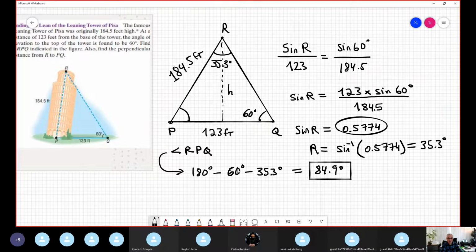Okay, and what about the distance? Well, for the distance, I propose you use this triangle.